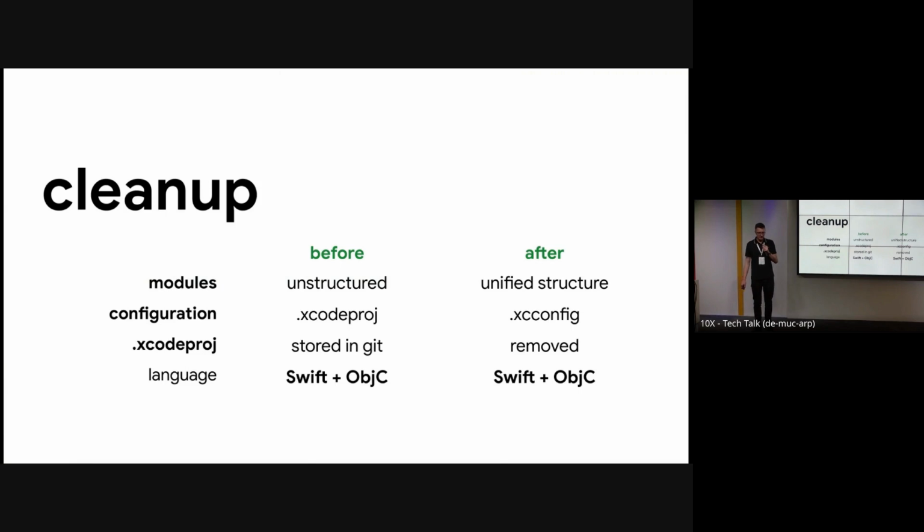So after the cleanup, we unified the structure so that modules were located under the modules directory. Every module had a sources directory, test directory, and configuration directory. And we extracted configuration settings from project files to xcconfig files. We removed Xcode projects. We generate them from manifests. And we use the XcodeGen tool for that. But we still had Swift and Objective-C.